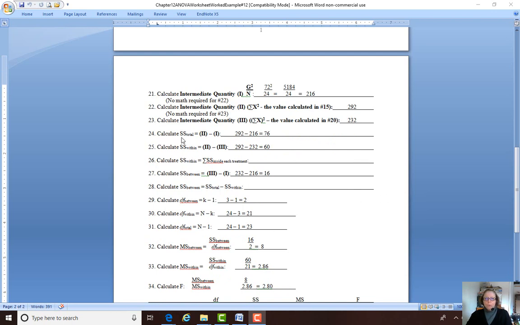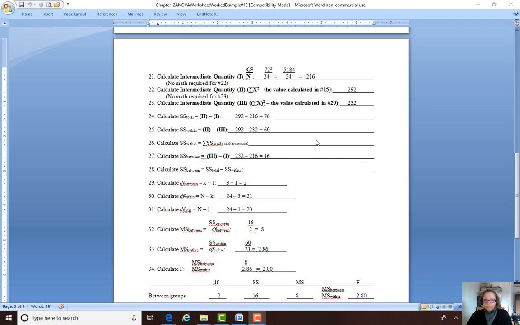So here, we're calculating the sum of squares total, sum of squares within, and sum of squares between, and that is just subtracting these intermediate quantity sums from each other. So intermediate 2 of 292 minus intermediate 1 of 216 is where 76 comes from, and so forth. Intermediate 2 of 292 minus intermediate 3 of 232 is where 60 comes from.